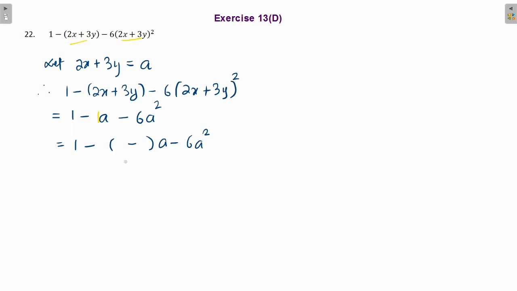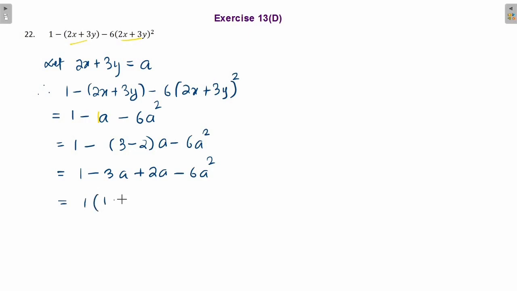Now search for two numbers whose difference is going to be 1 and whose product is going to be 6. Obviously the numbers will be 3 and 2. 3 minus 2 is 1, 3 into 2 is 6. Now open the bracket. 1 minus 3a, minus into minus is plus, 2 into a is 2a, minus we have 6a square. Among these two, is there anything common? No. So that's why you can write 1 as the common thing.